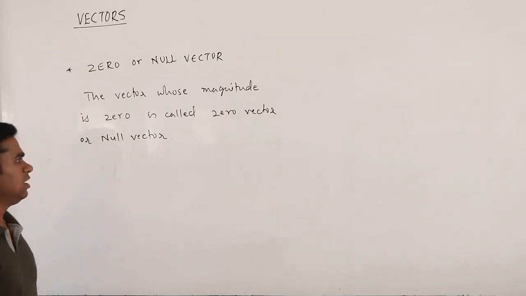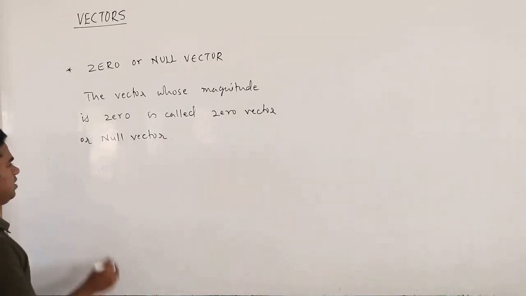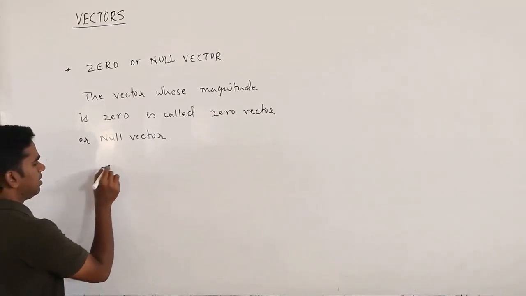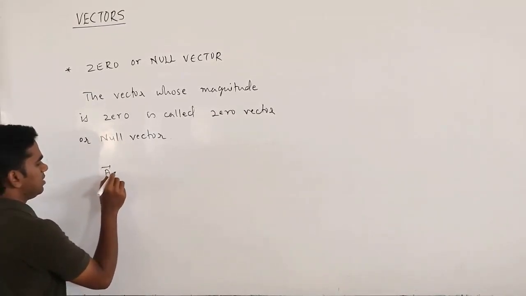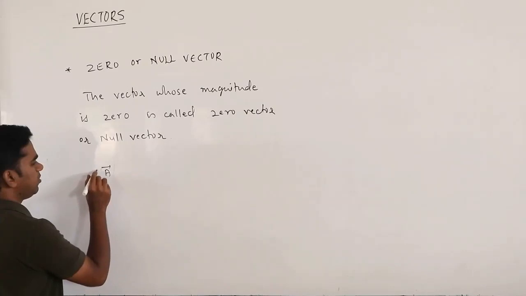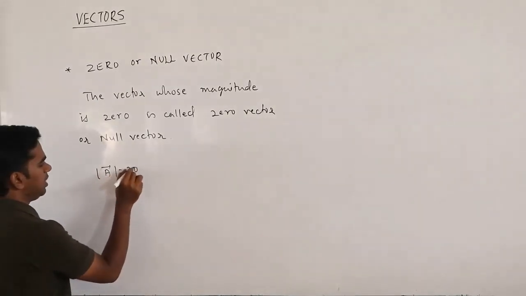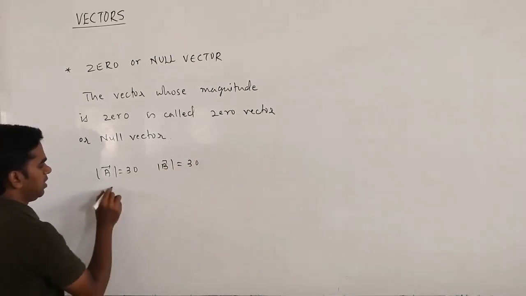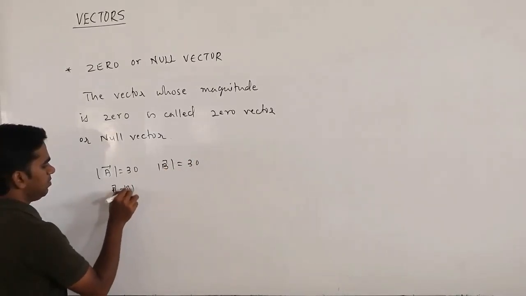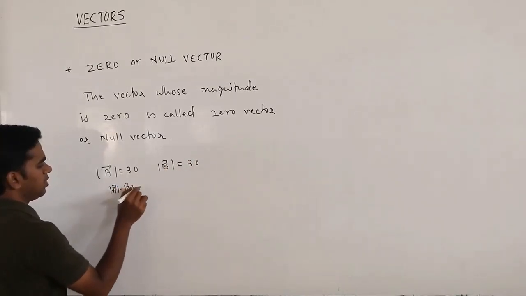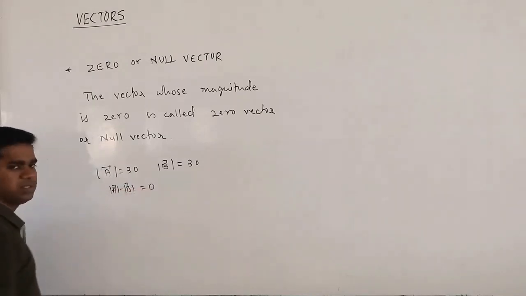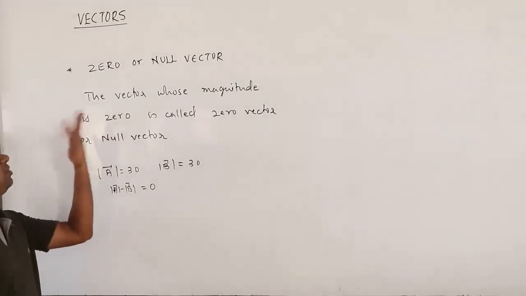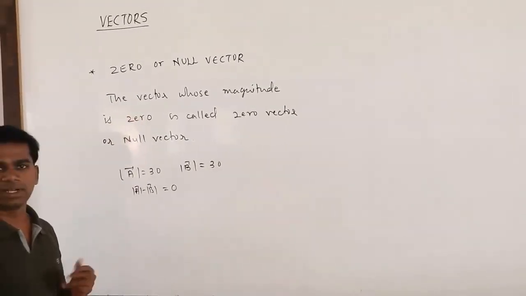Suppose you have a vector A and its magnitude is 30. You have a vector B, and its magnitude is also 30. If you take A minus B, the magnitude of A minus B will become 0. So this resultant vector is going to be a zero vector or null vector.